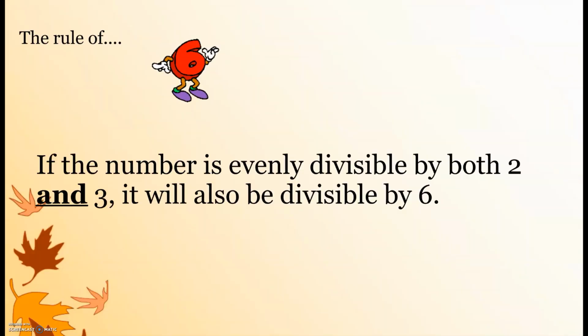The rule of 6. So in order for a number to be divisible by 6, we're checking, is it even? So is it divisible by 2? And is it divisible by 3? So if it's divisible by both, if it checks both of those boxes, then it will be divisible by 6. So make sure you're checking for both, checking that it's even, and then adding up the digits to see if it's divisible by 3.